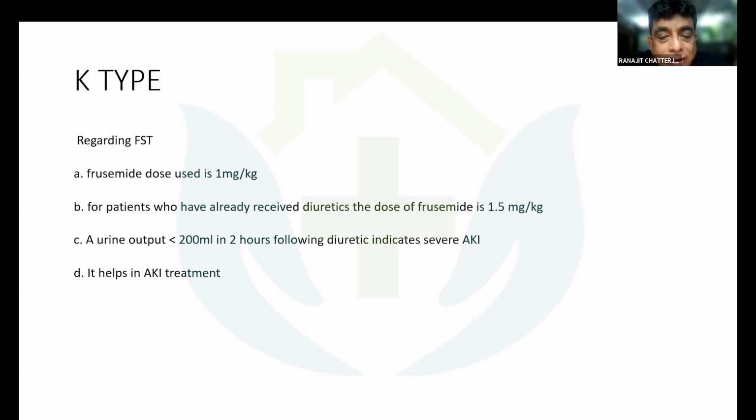Elias, the second one is false. That means, Elias, you have to go and read the furosemide stress test, because in the furosemide stress test, we give 1 milligram per kg body weight. Those who have received diuretics, we increase the dose to 1.5 milligram. We check the urine output for 2 hours. If it is less than 200 ml, it is moving towards severe AKI. And that helps in our treatment, that we will get ourselves ready, that now we might have to move towards renal replacement therapy. So all of these are correct.